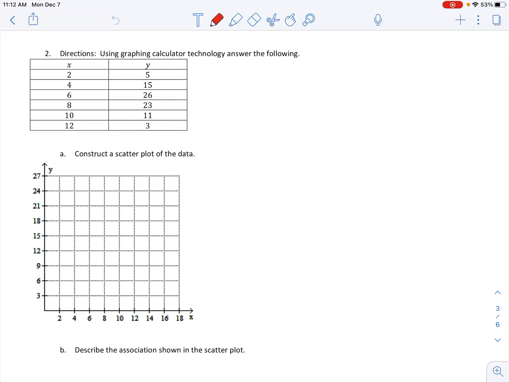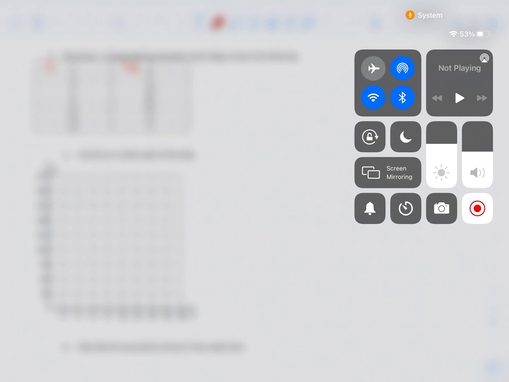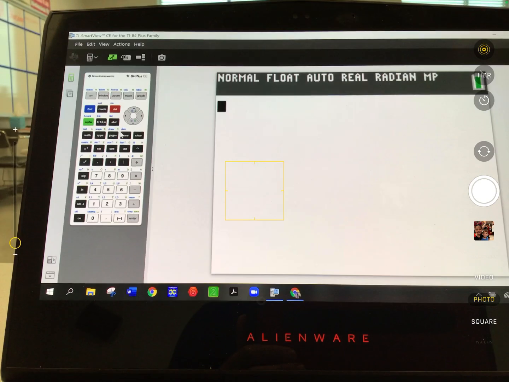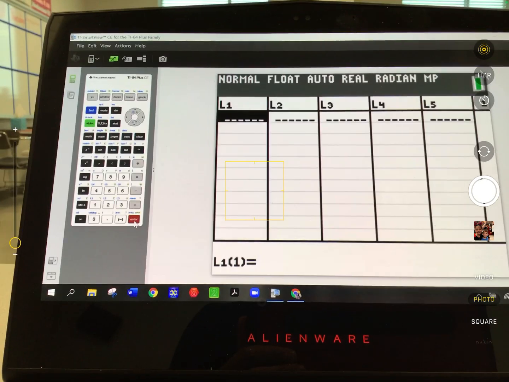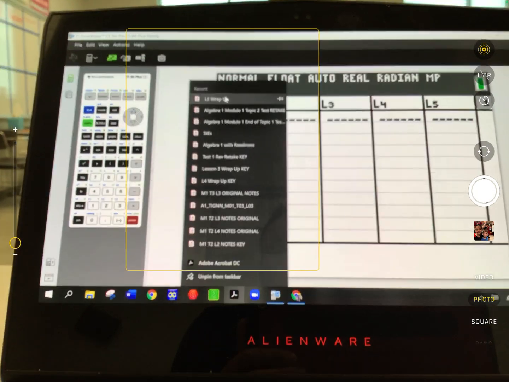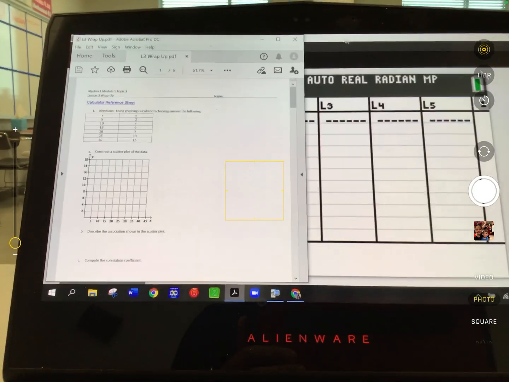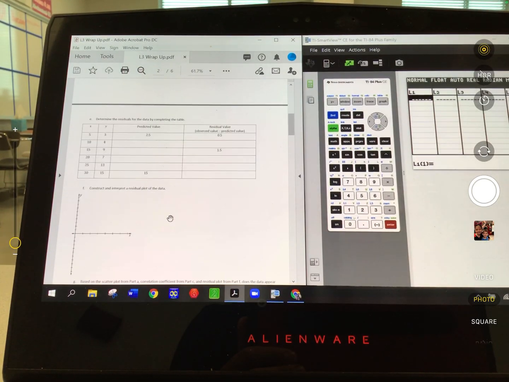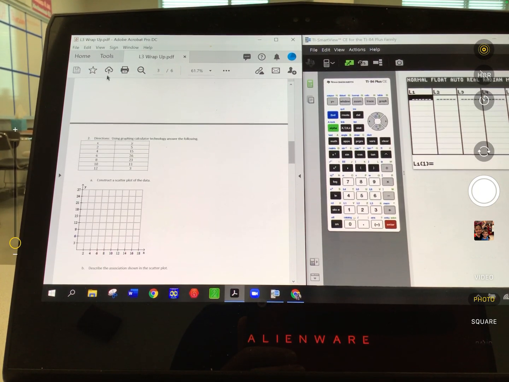Okay, question 2. First thing is, guys, go to your calculator and type in x as your L1 and y as your L2. Share over my screen for that. Okay, stat, edit, and well, I don't have my data right there easily, so let me bring it up off to the side here. Okay, sorry about that. Was not prepared to not see my data.